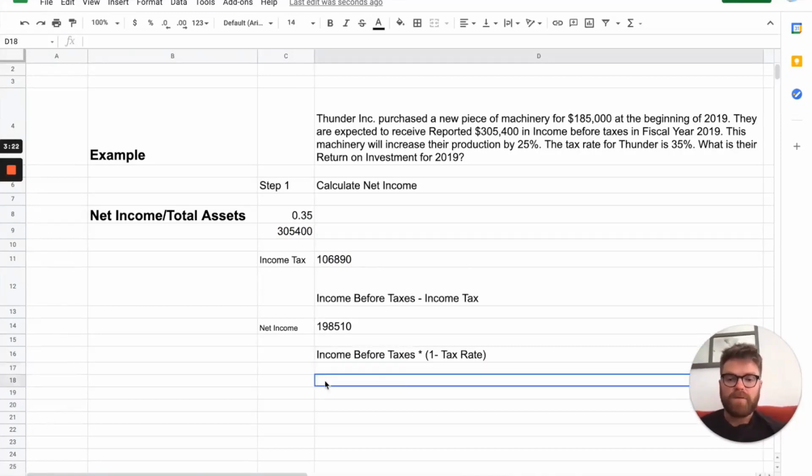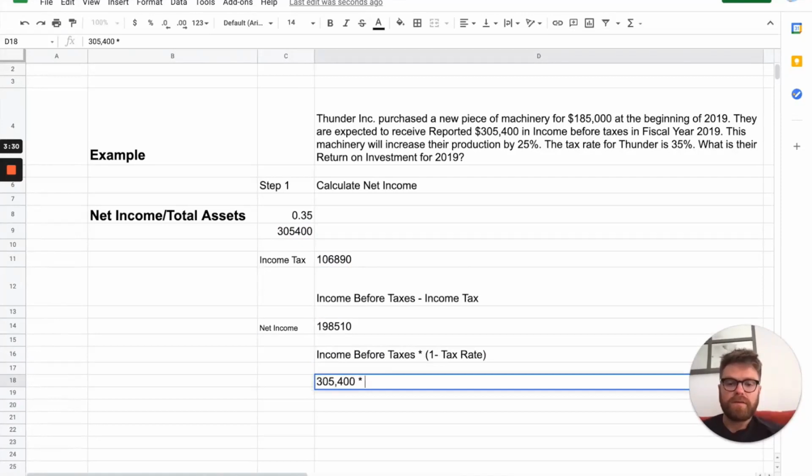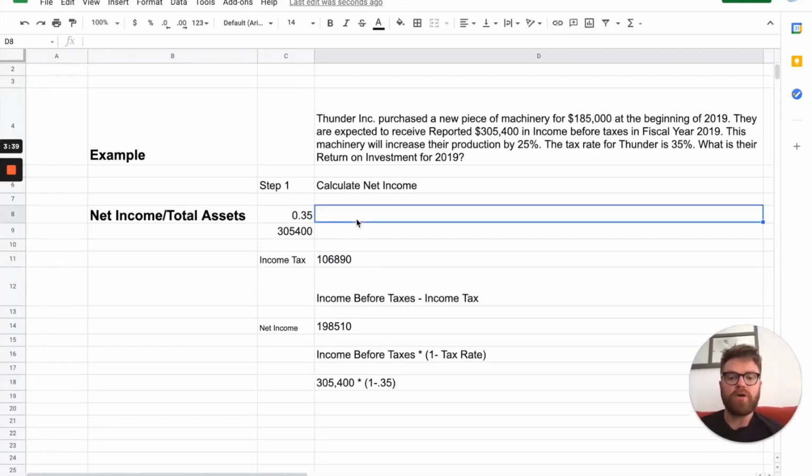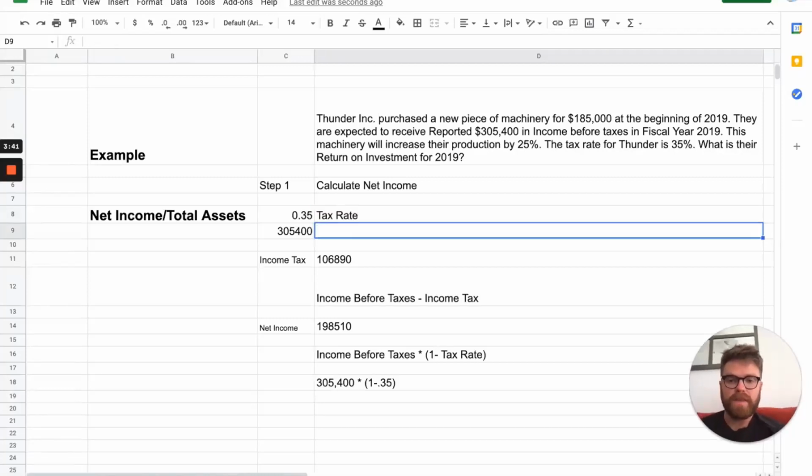So, what is that? Well, you take $305,400 times 1 minus 0.35, right? That's your tax rate, remember? 0.35 is your tax rate. And I'll write that next to it so you see it up here. And this was your income before taxes.